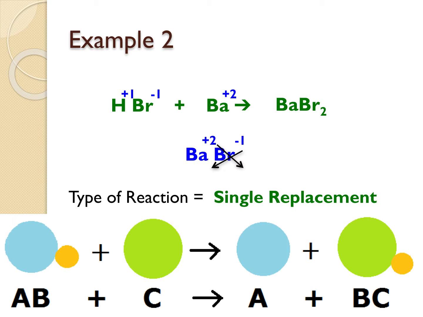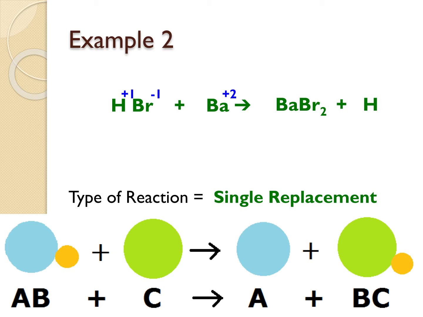I no longer need all that blue stuff, so let's get rid of that. Now, what are we left with? Look at the bottom of this slide, guys. In our reactants, we have AB plus C, and that yields A alone plus BC. Well, we already have the BC in there, so let's put the A alone. That's going to be hydrogen.